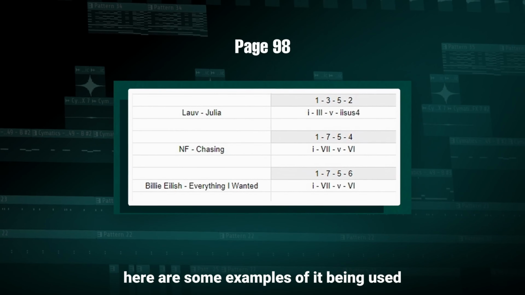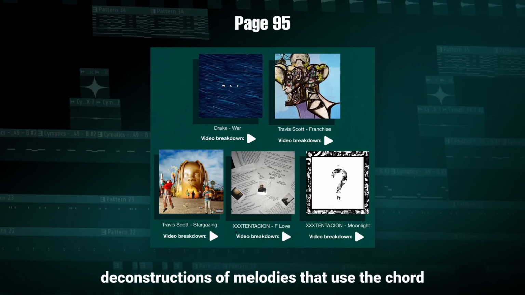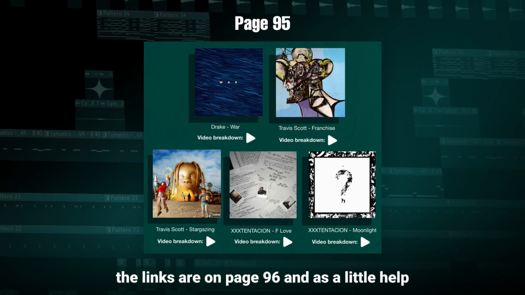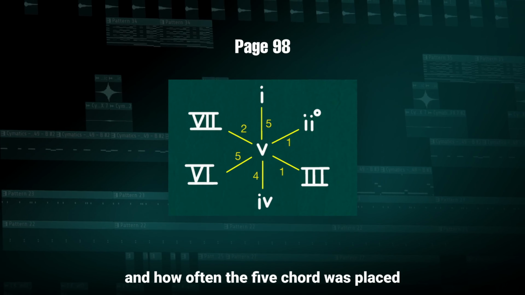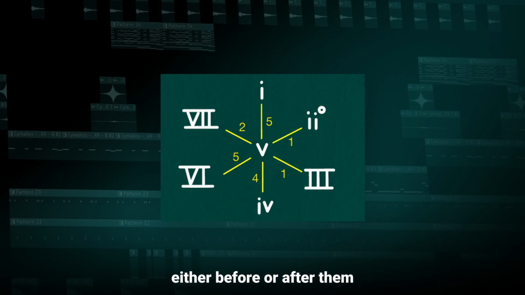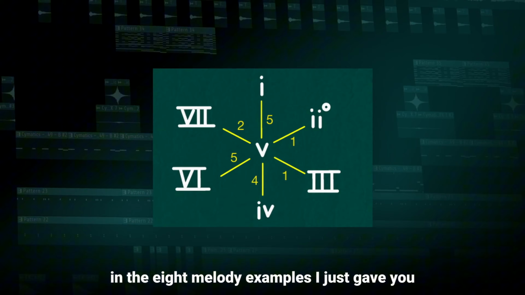Here are some examples of it being used. And here are some video deconstructions of melodies that use the chord. The links are on page 96. And as a little help, here are the other chords of the scale, and how often the 5 chord was placed either before or after them in the 8 melody examples I just gave you.